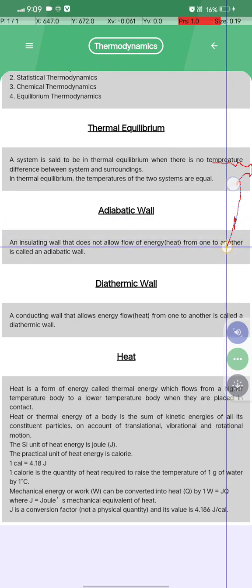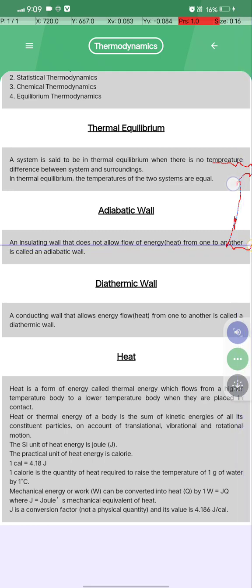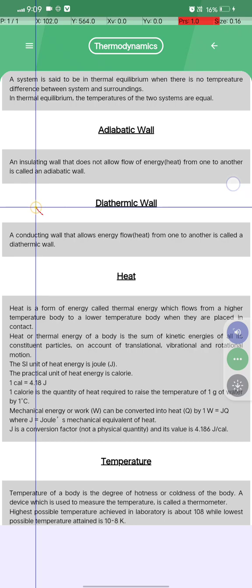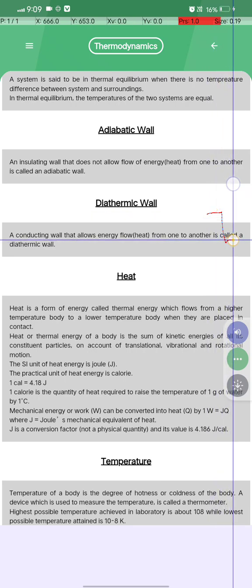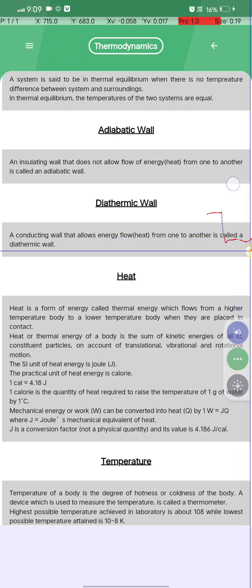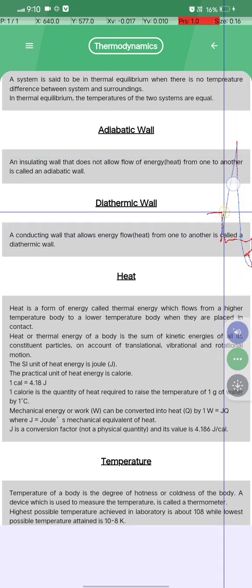Adiabatic wall क्या होता है? The insulating wall that does not allow the flow of energy from one body to another is called an adiabatic wall. Okay. Diathermic wall क्या होता है? The conductive wall that allows energy flow from one to another is called a diathermic wall. Okay. एक होता है एडियाबैटिक वॉल, एक होता है डायथर्मिक वॉल.